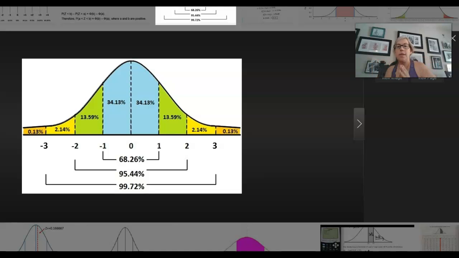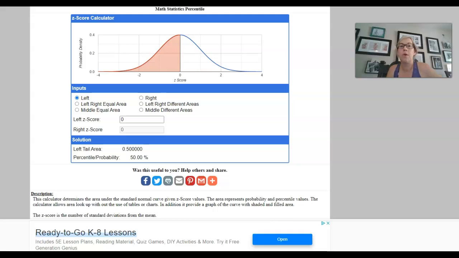This is very handy to use if the z-scores that you work with for percentiles and probability are within these even numbers. When they're not, we're going to the z-score calculator, which is zscorecalculator.com. For that one, we would be putting in the z-score we were given or the z-score we calculated.